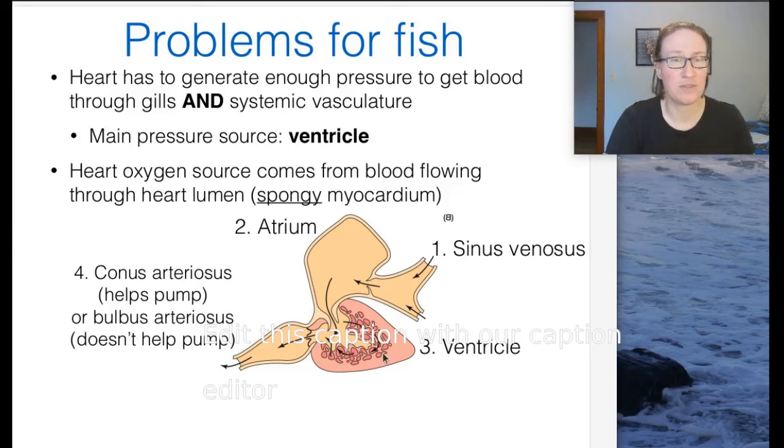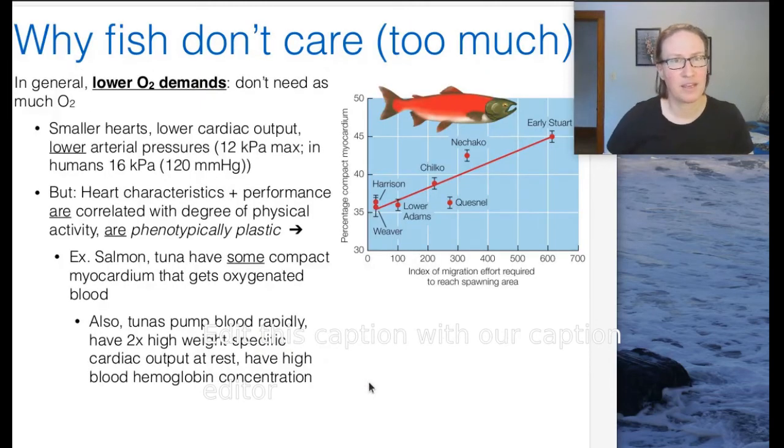So in addition to all of this, our ventricle is a major source of pressure. Fish are where we observe spongy myocardium. So the oxygen source to supply the fish ventricle comes directly from blood that's passing through the heart lumen, okay? So some blood has to remain in the ventricle to go through oxygen exchange with heart tissue, okay?